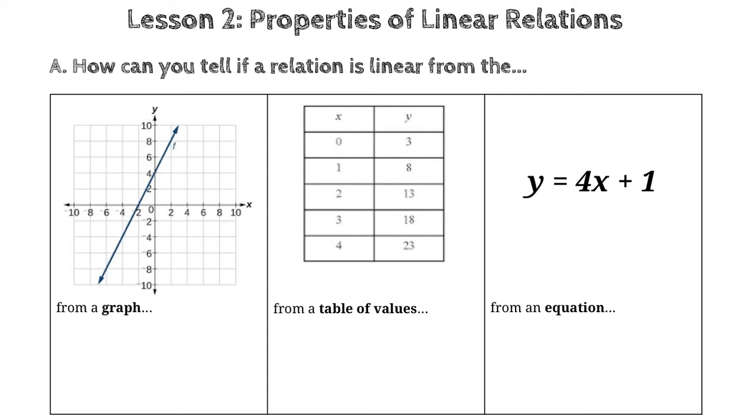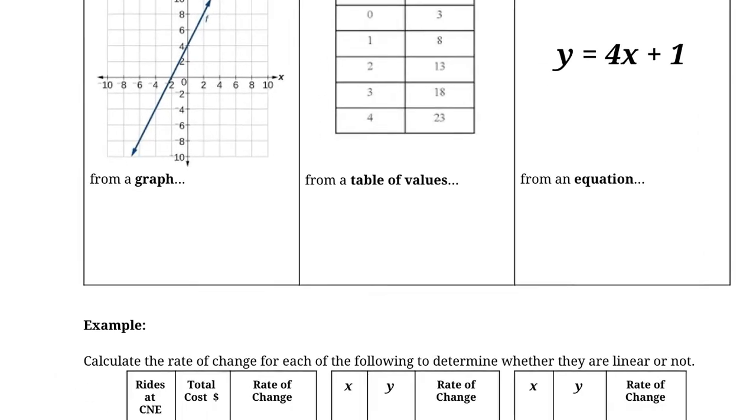In this lesson, we're going to learn about the properties of linear relations, and we'll be able to determine if a relation is linear based on the graph, the table of values, or the equation. From a graph, you can tell that it's a linear relation if you simply have a straight line. And from a table of values, you will want to actually calculate your rate of change.